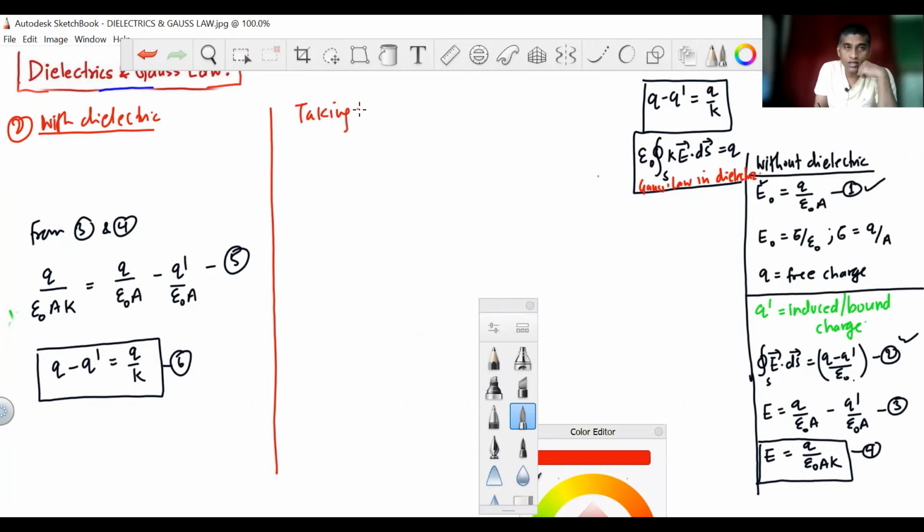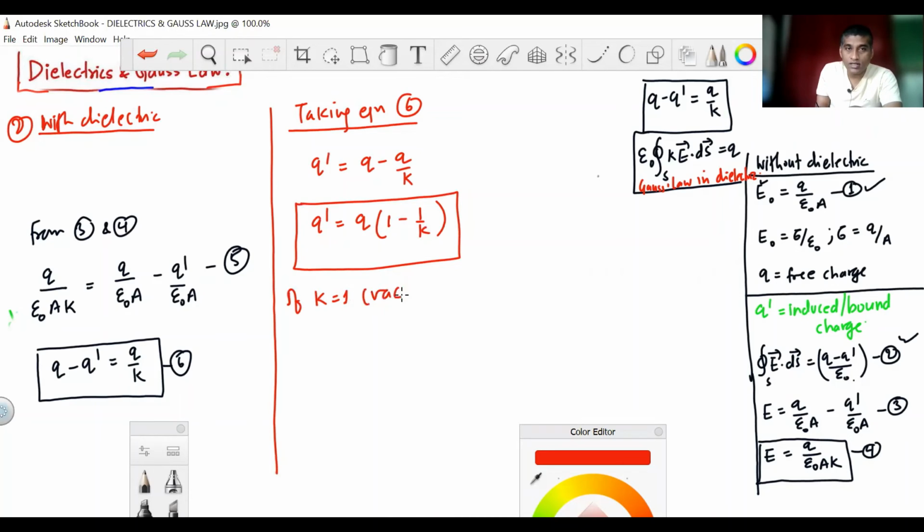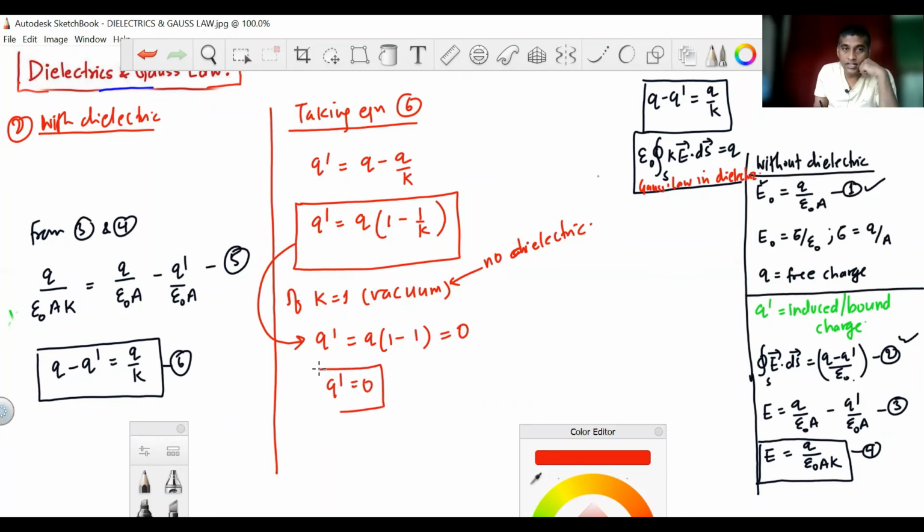Equation 6, we have this. So we can write in this way, Q dash equals Q minus Q by K. So Q dash equals Q, taken common on the right hand side, 1 minus 1 by K. Now if K equals 1, this is for vacuum, so it indicates that there is no dielectric. So for no dielectric between the plates, from this relation we get Q dash equals Q times 1 minus 1, which gives 0. So the induced or bound charge is 0.